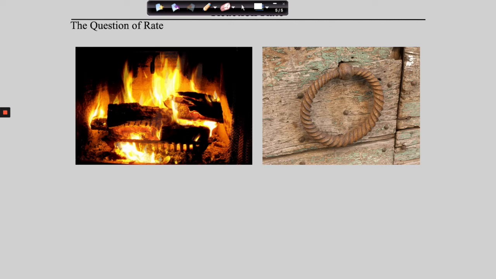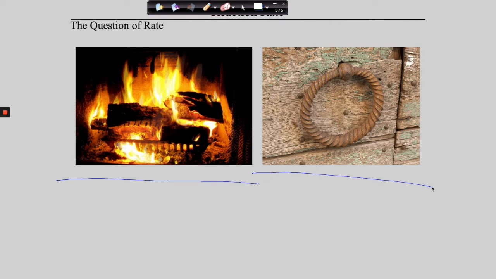In front of you, you have two pictures. Obviously, here on the left, you've got the picture of a crackling fire in a fireplace. And over here on the right, you've got the picture of a rusting iron or steel ring. Now, guys, the question is this. What do both of these reactions have in common?